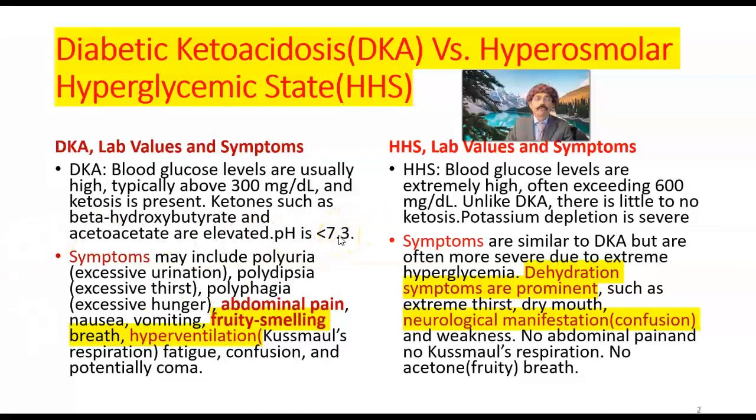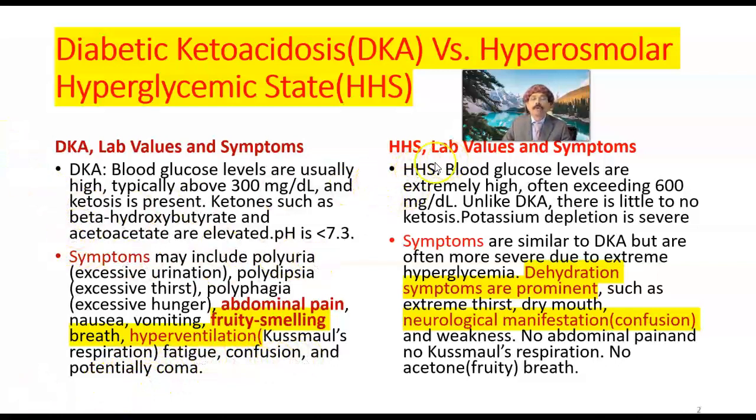pH, the negative logarithm of hydrogen ion concentration, is less than 7.3 because it is a state of metabolic acidosis. Symptoms may include polyuria, increased frequency of micturition, polydipsia, excessive thirst, polyphagia, excessive hunger, and abdominal pain due to ketone bodies in the body. Also nausea, vomiting, fruity smelling breath, also called acetone breath, and hyperventilation, deep and rapid respiration. We call it Kussmaul's respiration. There may also be fatigue, confusion, and potentially coma.